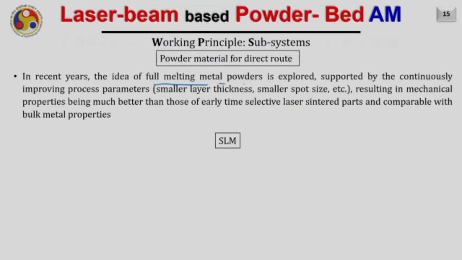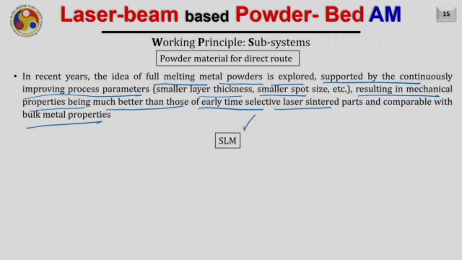So these two processes were the most important and governing processes for direct SLS in the early stage. First, the pre-alloyed powders, and second, the mixed powders. And later on in recent years, the idea of fully melting metal powder was explored. It is supported by continuously improving process parameters, smaller layer thickness, smaller spot size, high power lasers and all, resulting in mechanical properties being much better than those of earlier selective laser sintering parts and comparable with bulk metal properties.